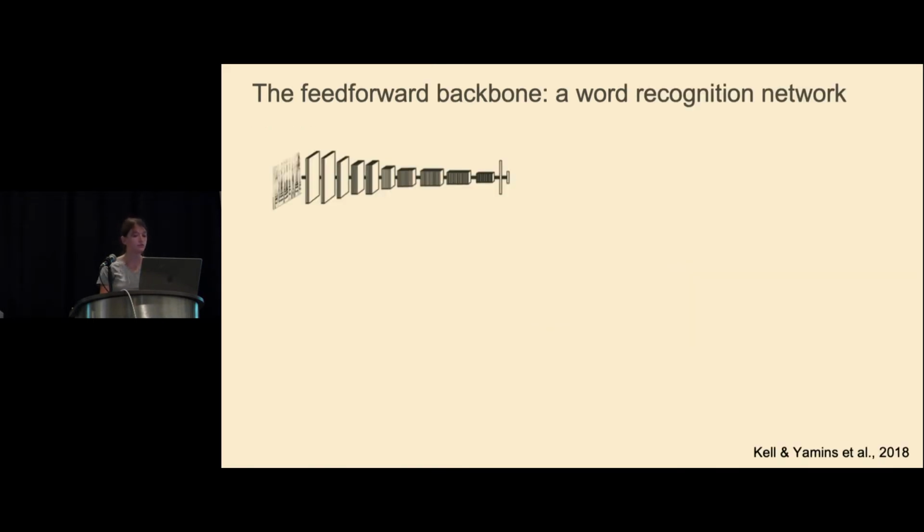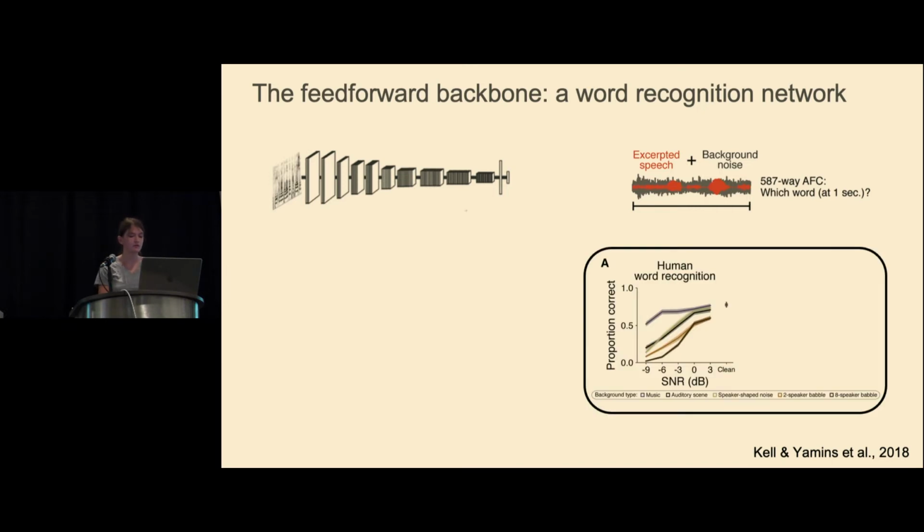In our case, we chose to use a feed-forward network similar to the one introduced in Kell et al. in 2018. The input to the network was cochleograms, which are time-frequency decompositions of a waveform. And the network was trained to recognize sounds embedded in varying degrees of background noise, a task both the network and humans found challenging. We chose to add predictive dynamics to this network because it showed behavioral similarity to humans across a wide range of background types and SNRs.